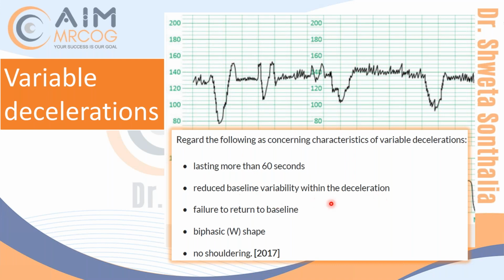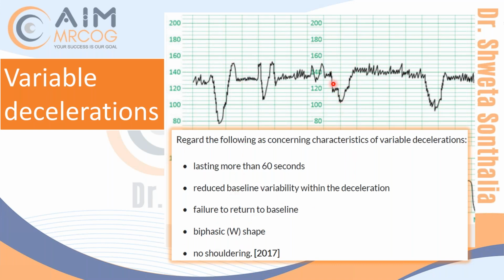Reduced variability in the deceleration, meaning there is variability here, right? If it is a smooth trace, a completely flat trace, then it becomes concerning. If there is failure to return to baseline, like here the baseline started at 130 and when it returned, it went up to 135. So it's concerning, right? Failure to return to the baseline.